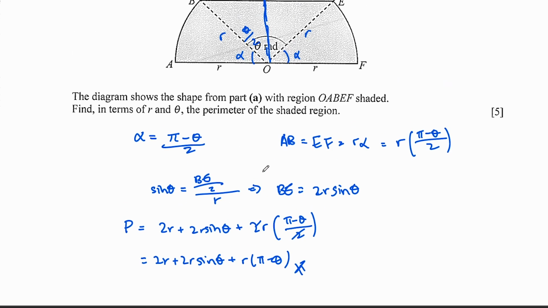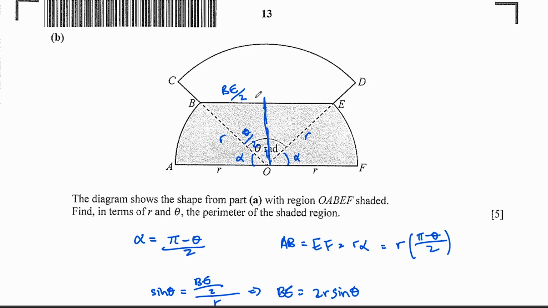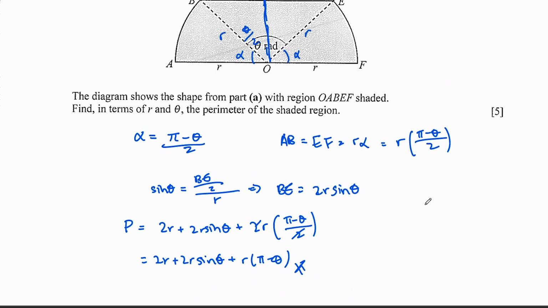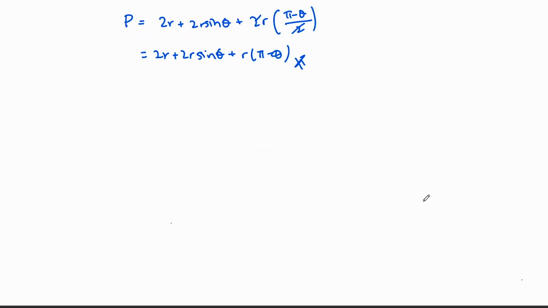I believe for BE you should be able to use the cosine rule to find also. So that should also be fine. Okay.